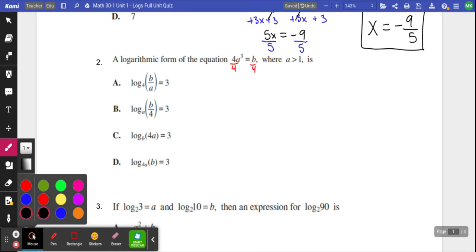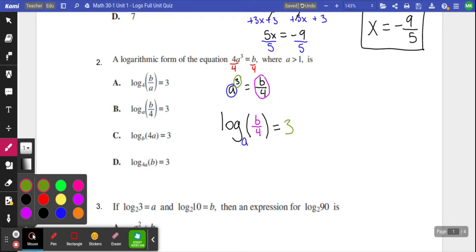So I now have a to the power of 3 equals b divided by 4. We get the power isolated. This allows us to change something into a log. So log, the base of your power is the base of your log. The argument of your log is whatever's on the other side of the equal sign. And then it equals the exponent.